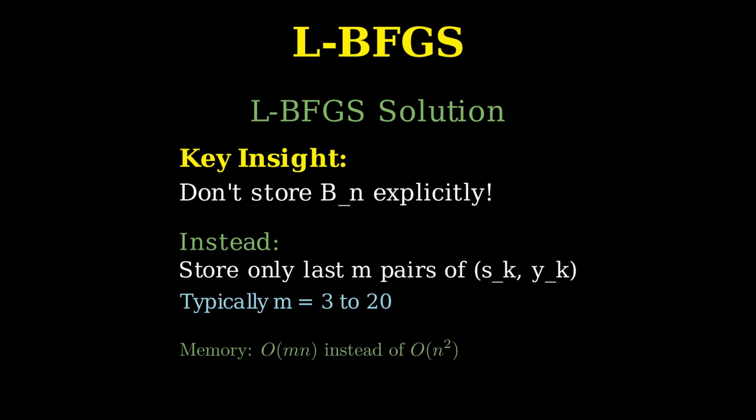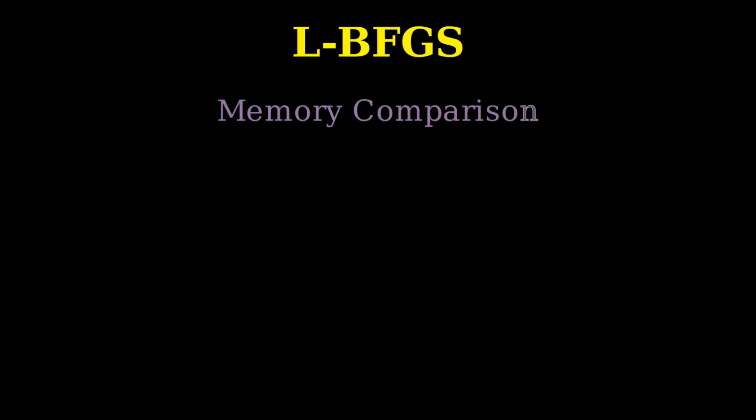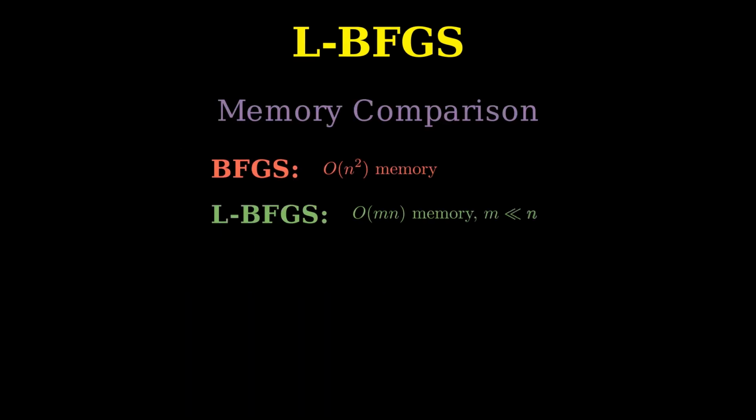L-BFGS's key insight: don't store B explicitly. Instead, recognize that we don't actually need B. We only need to compute B times the gradient. And we can do that efficiently using only recent history. Store the last m pairs of Sk, Yk. Typically, m is between 3 and 20, much smaller than n. Memory requirement: O of m times n instead of O of n squared. For our million variable problem with m equals 10, that's 10 million numbers or 80 megabytes, 5 orders of magnitude smaller. This is the difference between impossible and trivial.